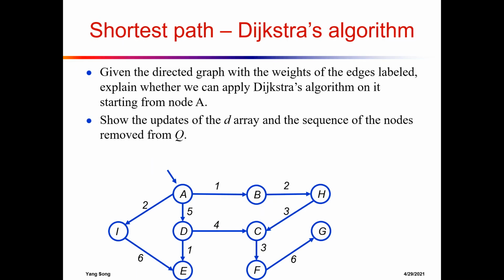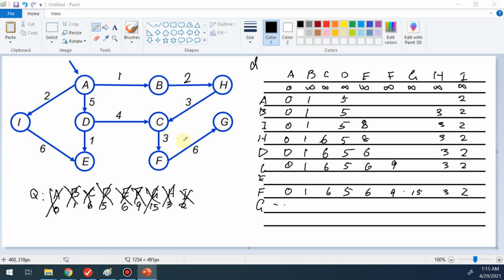So number one, you have to justify why this graph is doable using Dijkstra's algorithm. And number two, you want to show the updates of D, and then the sequence of the nodes removed from the queue. Okay, so for the updates of D, it's here.